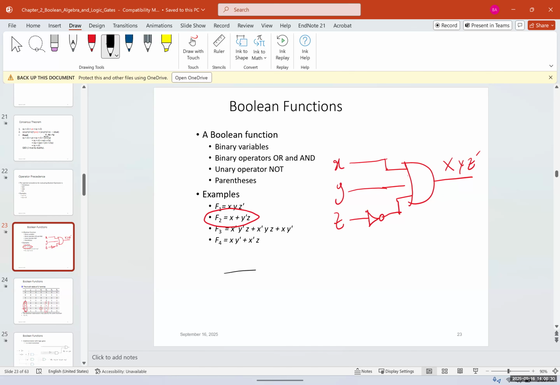So for f2, we have x, y, and z. Y is ANDed with z, so I put a NOT gate here, and I put these through an AND gate. So now here I have y prime z, and I need to just add it to x. So this is going to be x plus y prime z. Why is the NOT gate on z? Oh, I'm so sorry. It should be on y. Why did I do that? Yeah.